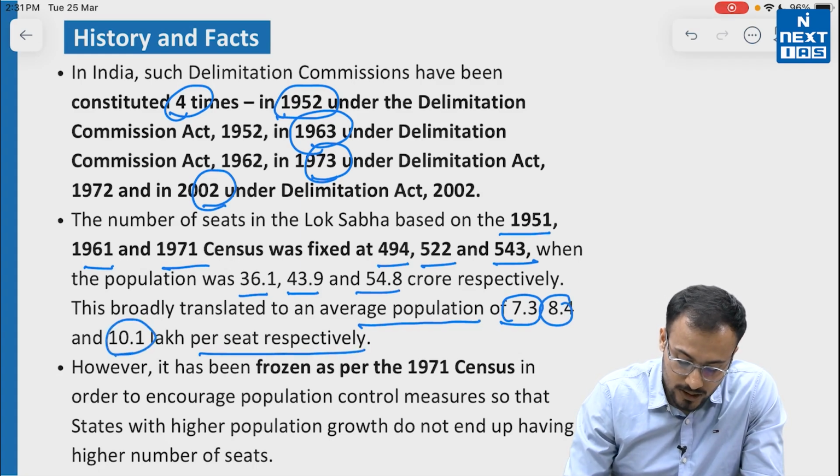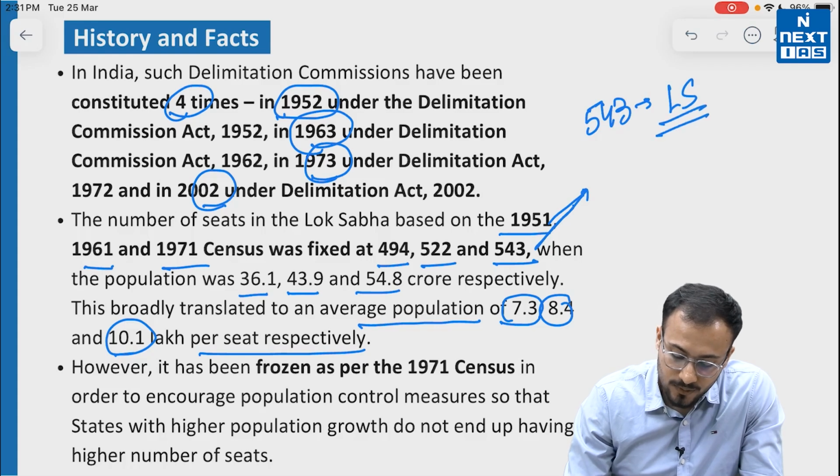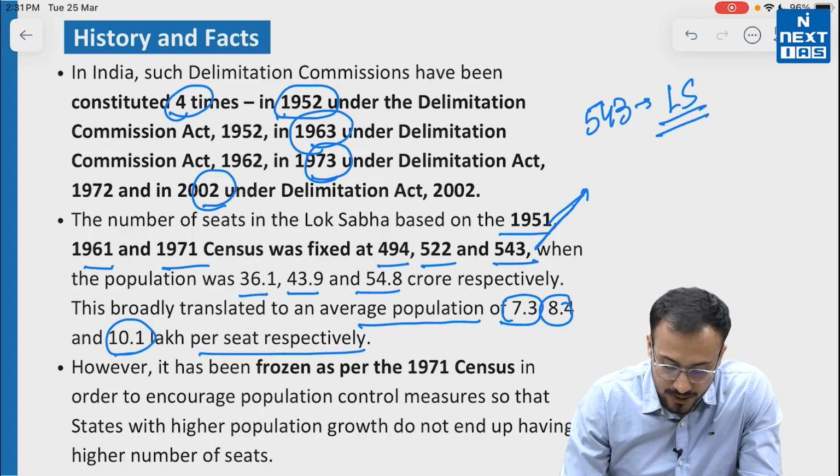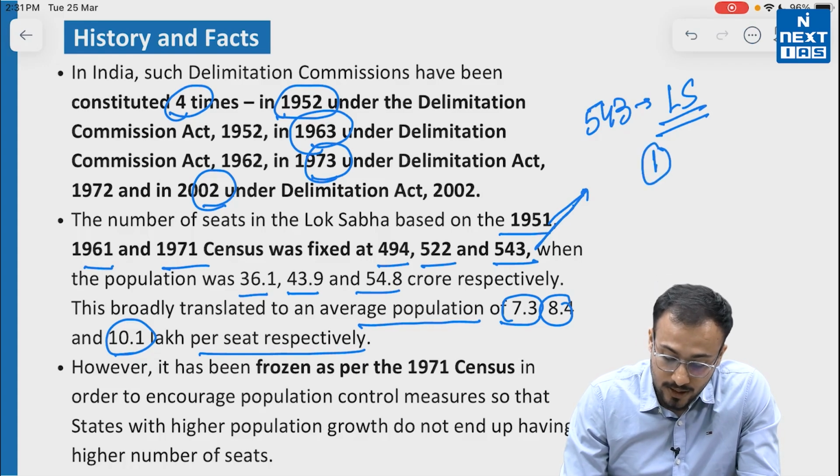So 543 is the number of MPs in Lok Sabha. Now the population divided by the MPs of Lok Sabha gives the average population they are representing. Therefore here 1 MP is representing 10.1 lakh.